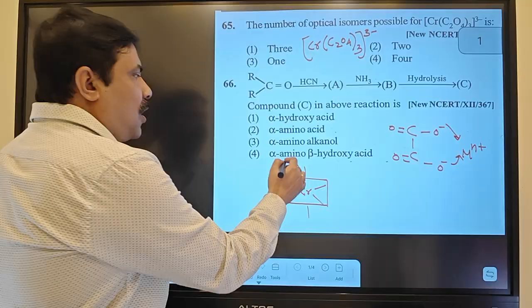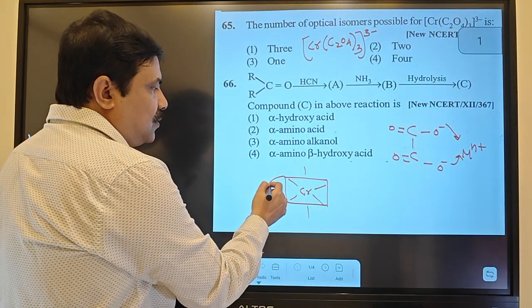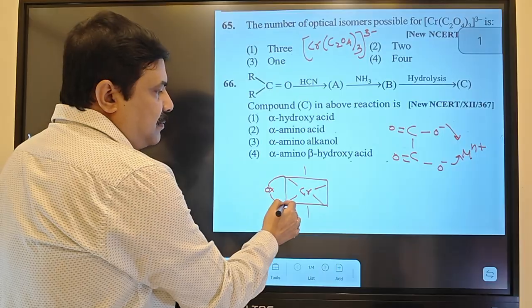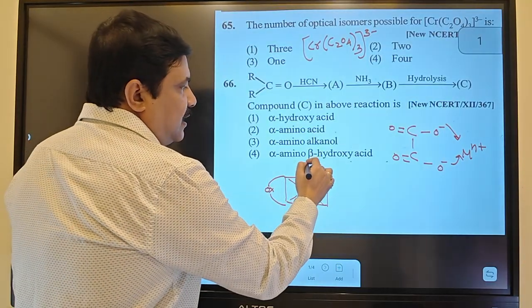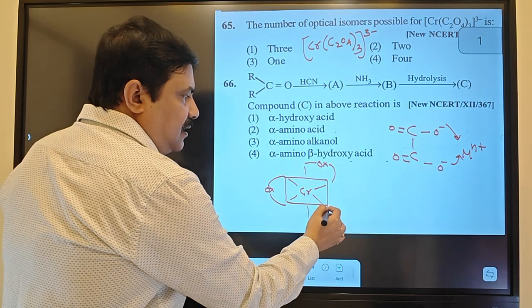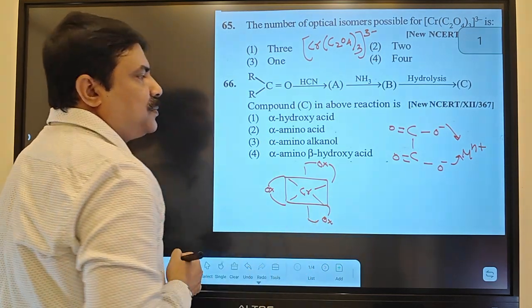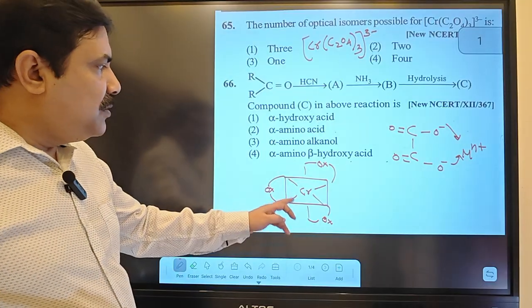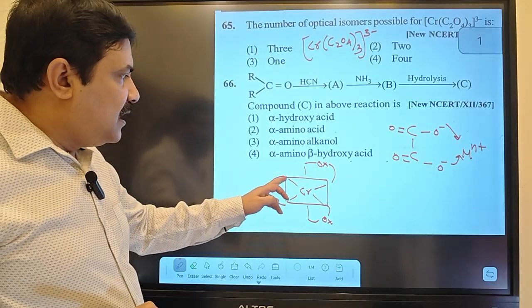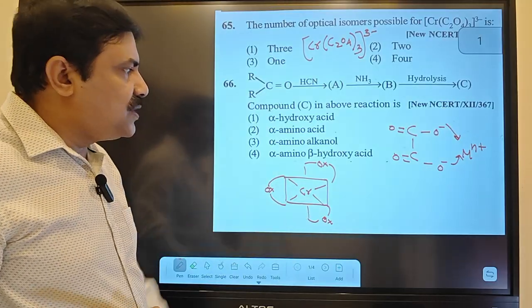Now how is the oxalate ion forming this? Suppose here one oxalate ion is there, a bidentate ligand, and then here one oxalate ion bidentate, and here one more oxalate ion, which is bidentate, at the positions of chromium. That's why around the chromium there are 6 bonds: here 1, 2, here 3, 4, and here 5, 6.